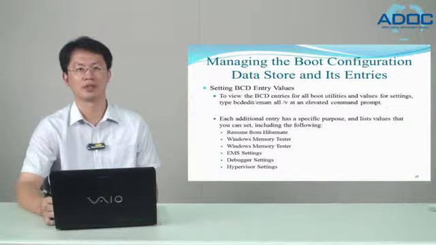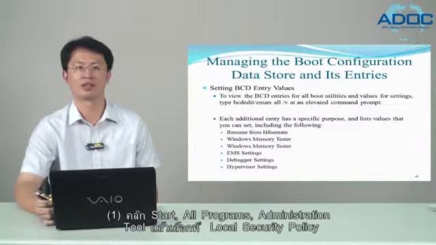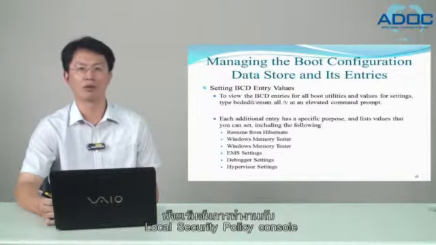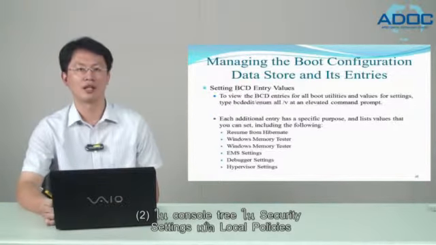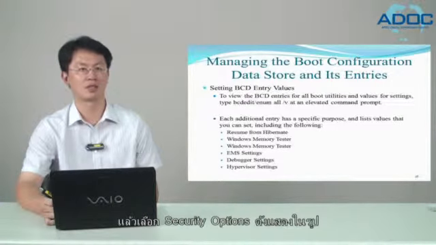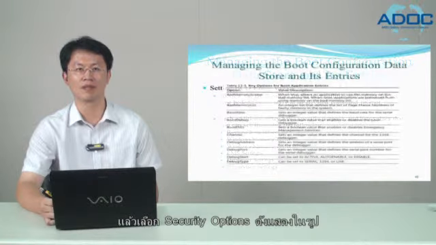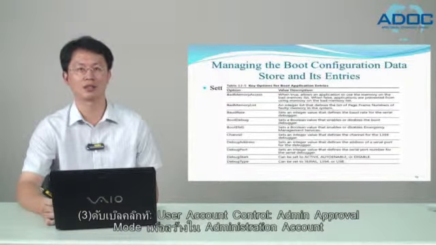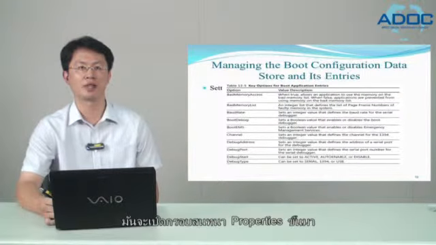To access Local Security Policy and configure UAC settings, follow these steps. First, click Start, All Programs, Administrative Tools, Local Security Policy. This starts the Local Security Policy console. Second, in the console tree, under Security Settings, expand Local Policies and then select Security Options, as shown in the figure. Third, double-click User Account Control: Admin Approval Mode for the built-in Administrator account. This opens the related Properties dialog box shown in the figure.